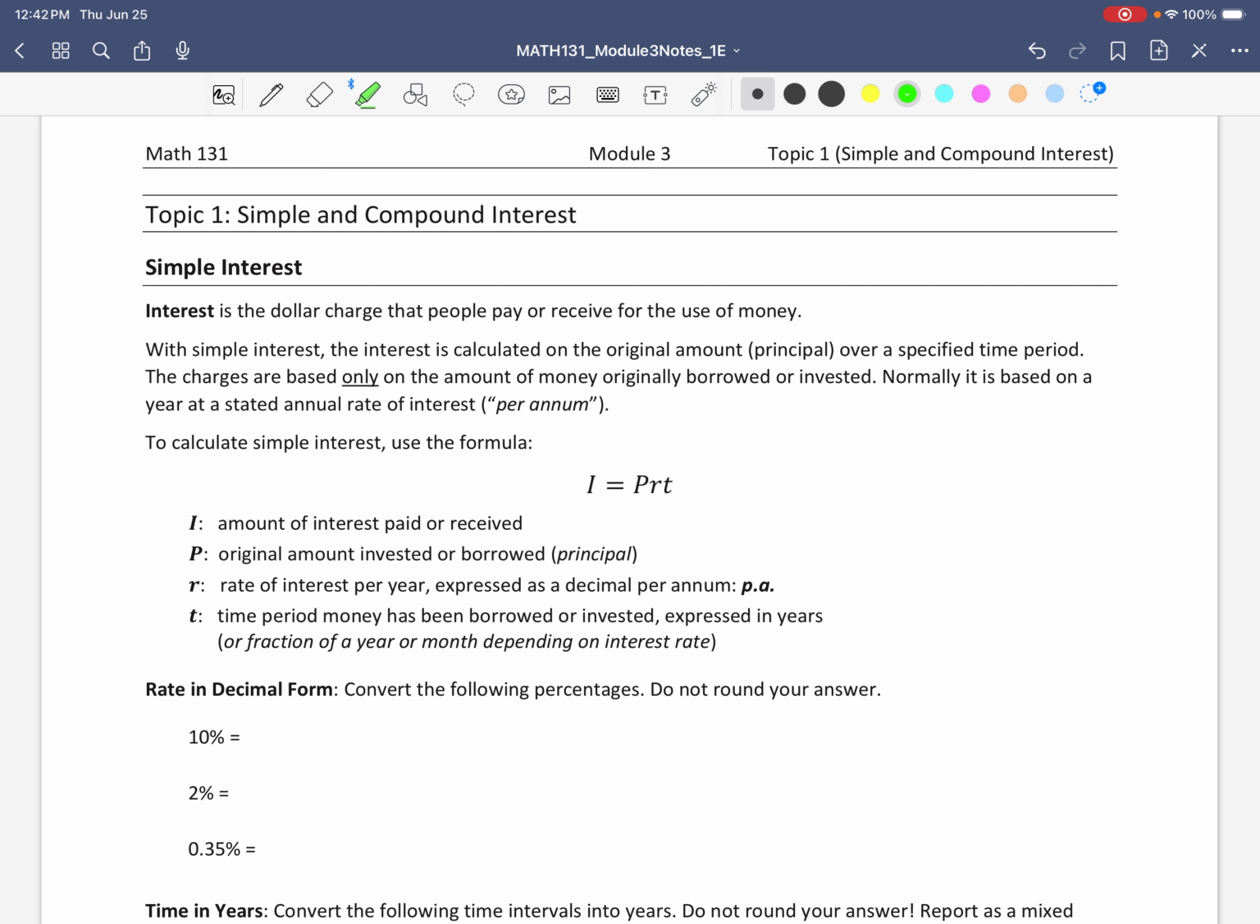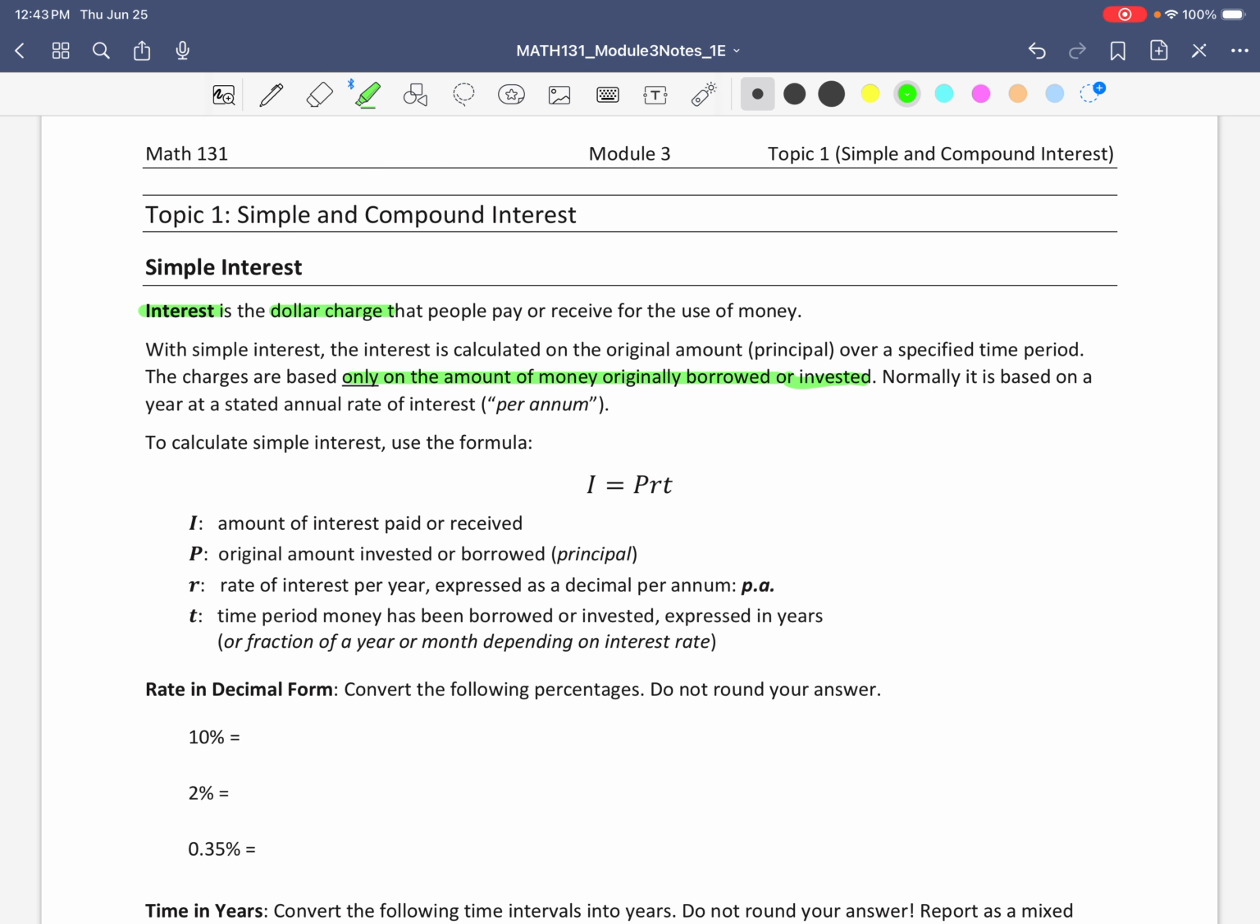All right, let's begin with simple interest. So first, we need to talk about interest. And interest is the dollar charge that people pay or receive for the use of money. With simple interest, the interest is calculated on the original amount, which we will refer to as principal, over a specified time period. The charges are based only on the amount of the money originally borrowed or invested.